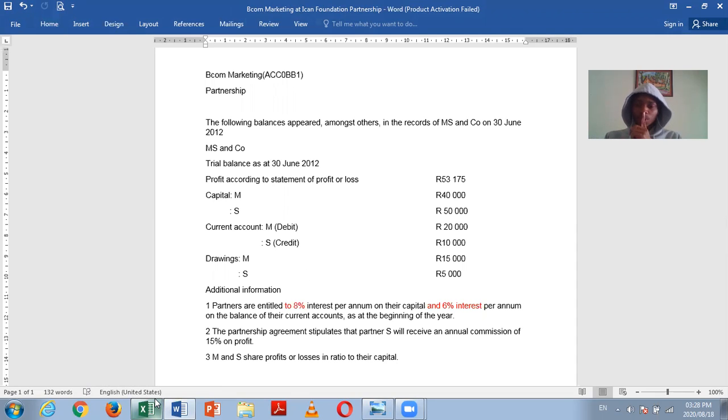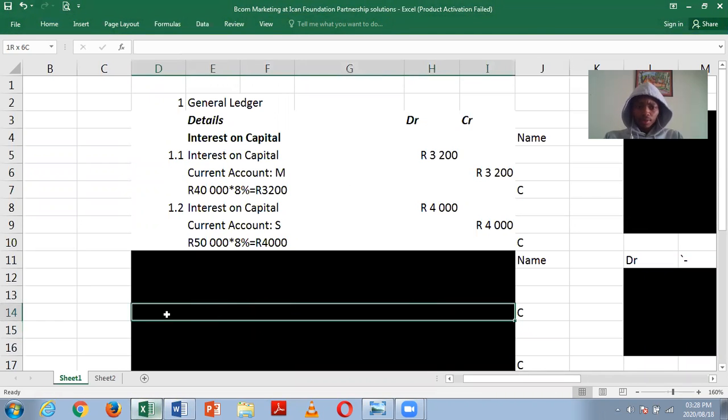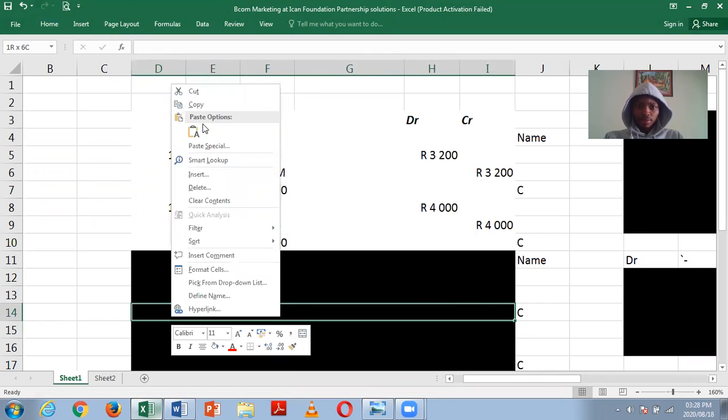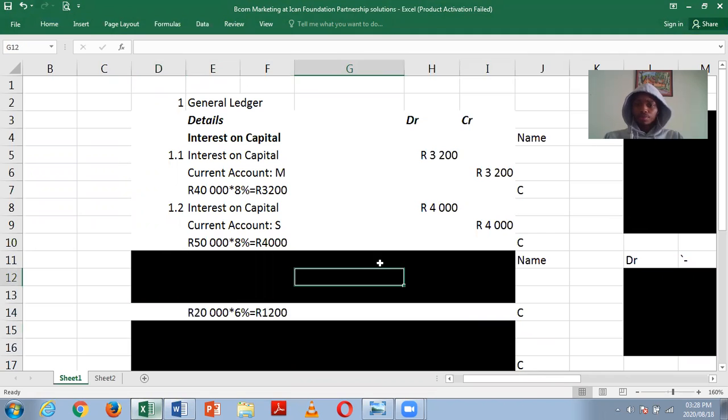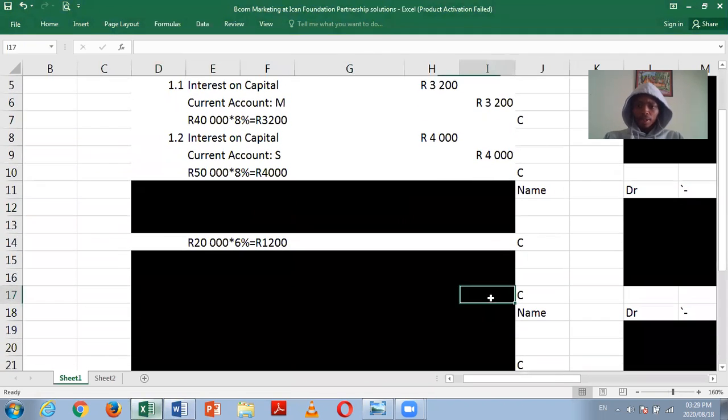And then we're going to debit what? We're going to debit current account, because that interest was charged to the partner. So that partner is liable to pay that interest on current account because of the unfavorable balance that he or she is having. Now let's see the calculations. We have 20,000 multiplied by 6%. Let's see how much we're getting. We're getting 1,200.